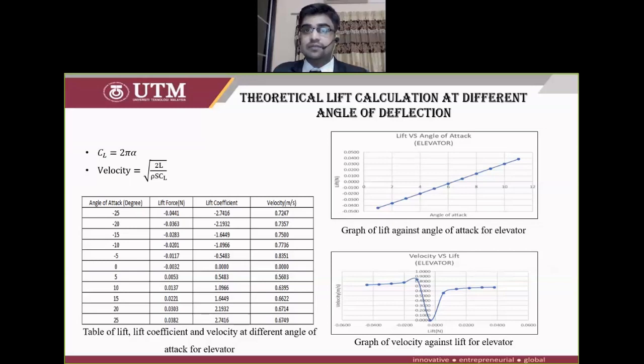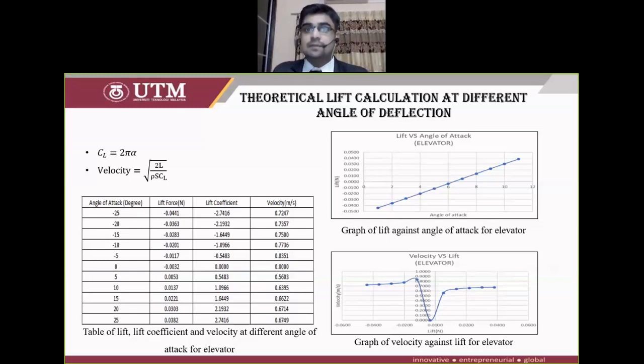Upon calculation of all the variables, the results are tabulated as follows, and graphs of lift against angle of attack and velocity against lift are drawn. Based on the analysis of the lift versus angle of attack and velocity versus lift, we can observe that an increase in angle of attack causes an increase in lift as well as lift coefficient. On the other hand, deflecting the control surface downwards from the stationary position causes the velocity to increase, whereas in the opposite direction of deflection, which means upward motion of the control surface, the velocity drops gradually.